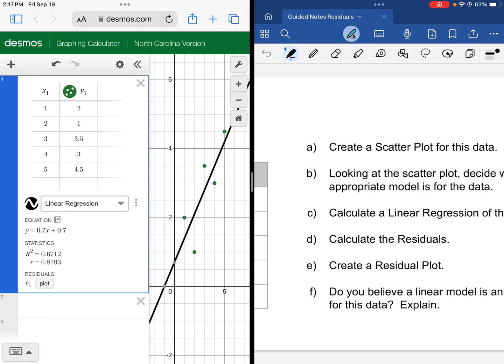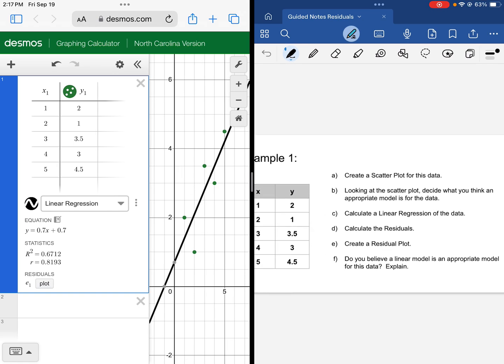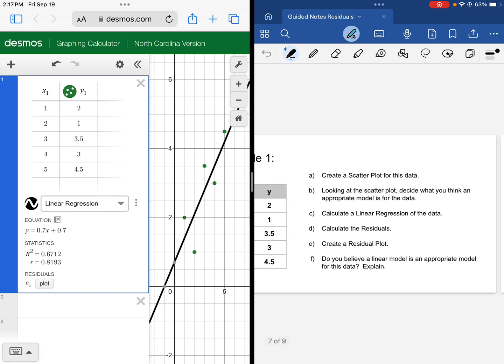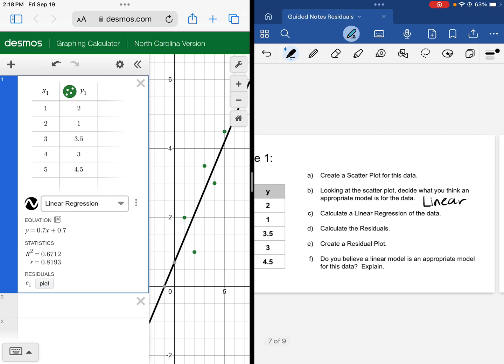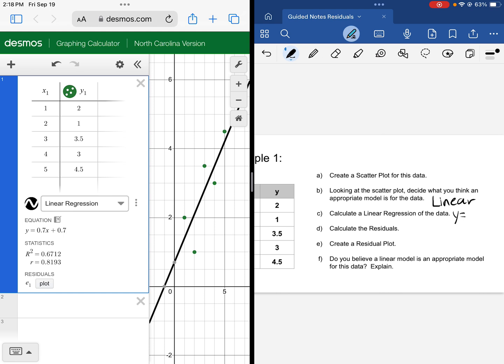And so if we look here at our first question, it asks us to create it, which we did, and it says look at it and decide what you think is appropriate. So maybe we think that linear might be appropriate there. We calculated the linear regression for this data, and you can see that equation they give us, y equals 0.7x plus 0.7.